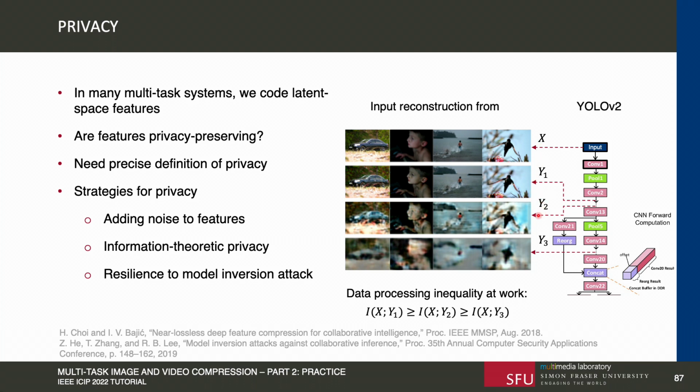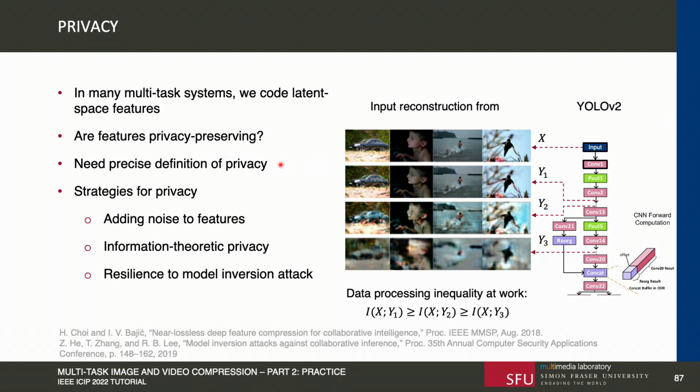And we can see that from various layers we can still reconstruct reasonable approximations to the input images. To be sure, the deeper we go, the quality of the reconstruction degrades, and that's simply the data processing inequality at work. But some level of reconstruction is still possible even from these intermediate features. And this shows us that features on their own are not necessarily by themselves privacy preserving. We would need additional strategies to achieve privacy, and of course it'll be useful to have a more precise definition of what privacy is.